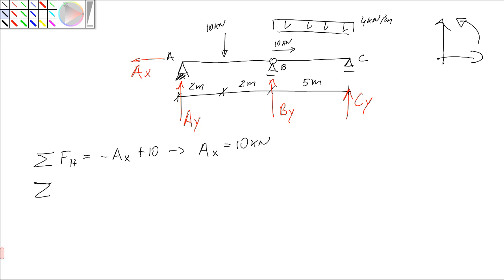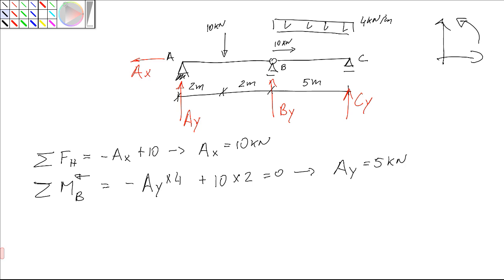If we look at moments to the left of the hinge, the only forces we have producing moment are this one and this one. So you have AY and 10. AY causes a negative moment and the arm is 4. 10 causes a positive moment and the arm is 2. This equal to 0 results in AY equal to 5 kilonewtons.